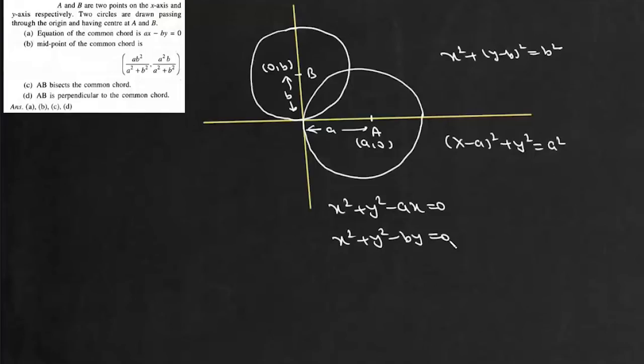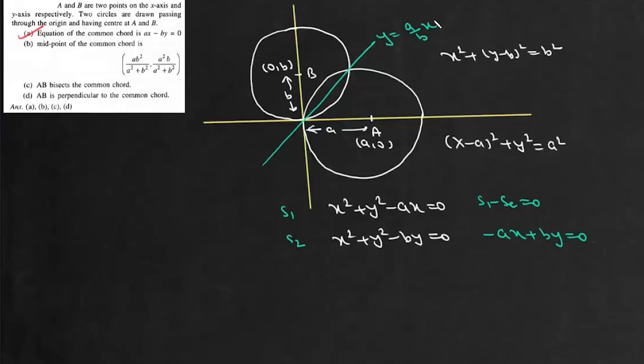Now first is the equation of the common chord. Now we know that the common chord is given by the radical axis, and the radical axis is s1 minus s2 equals 0. So this equation is given by s1 minus s2 equals 0. So we get this as minus ax plus by equals 0. That means this option A is correct. So basically this line is y equals a upon b x.